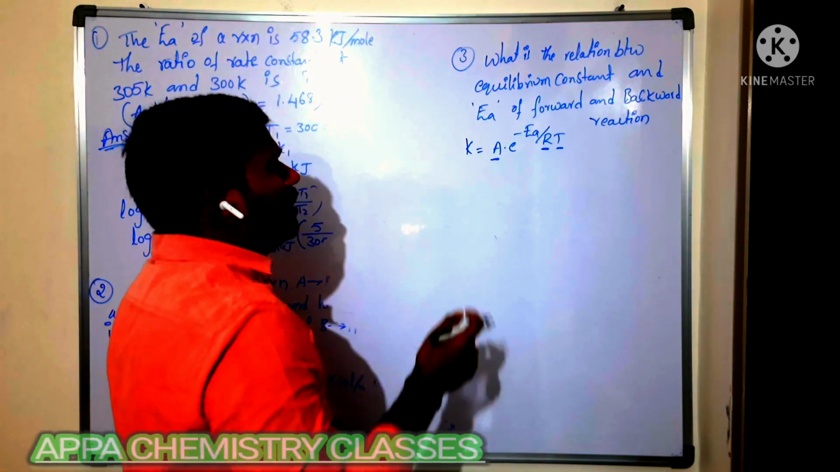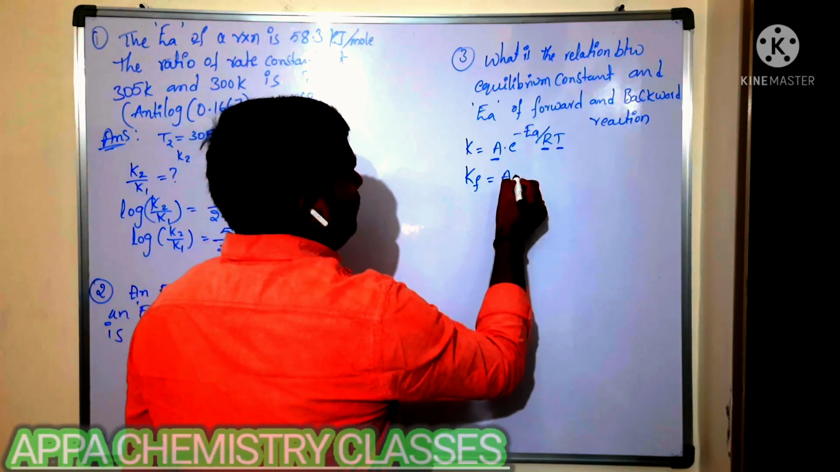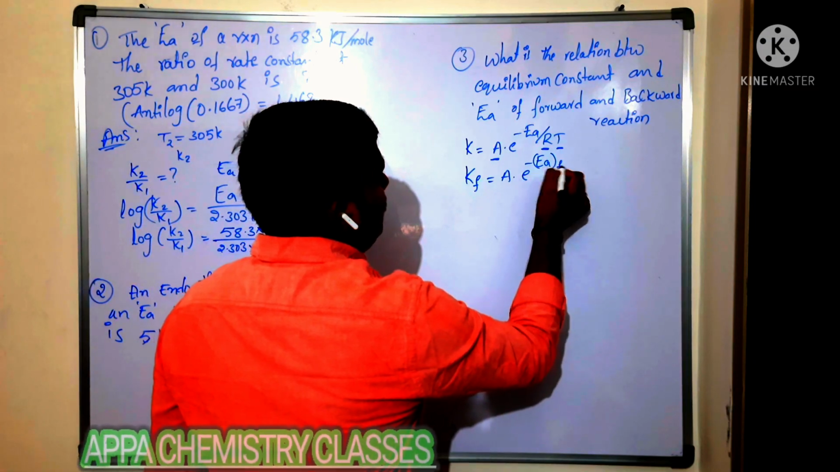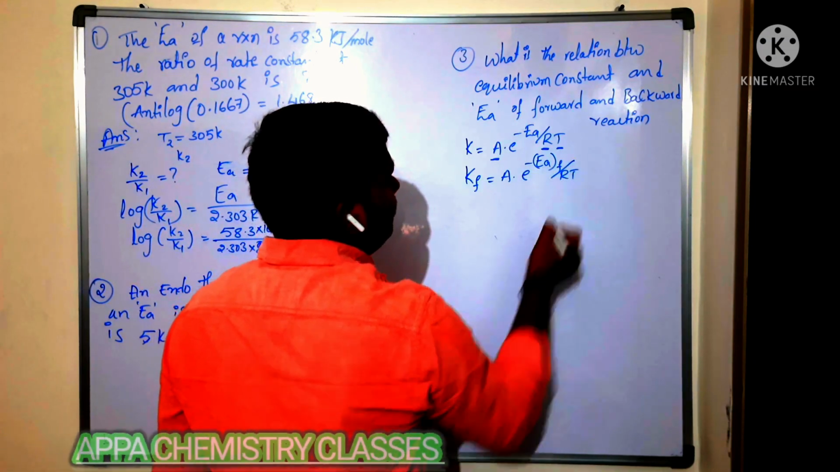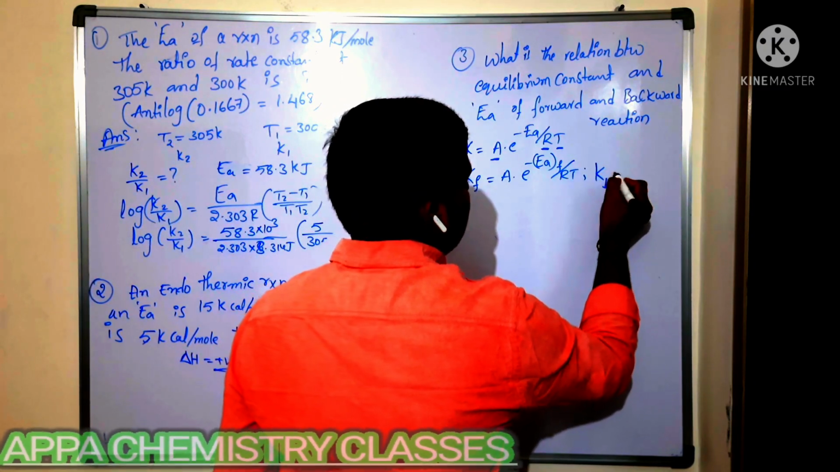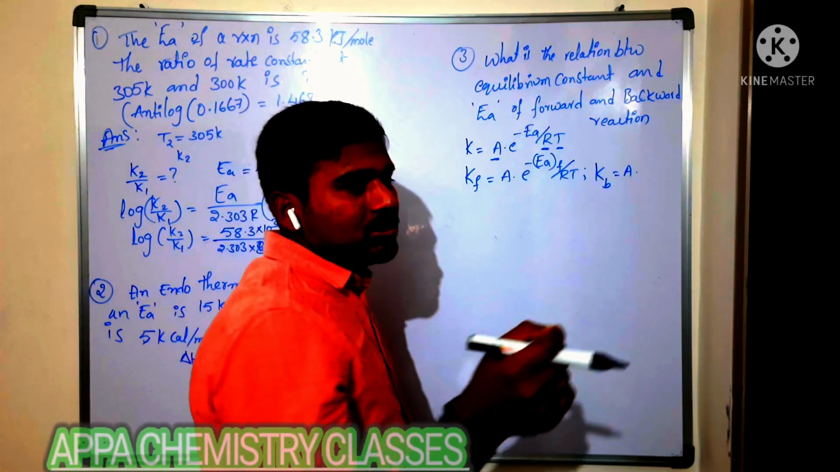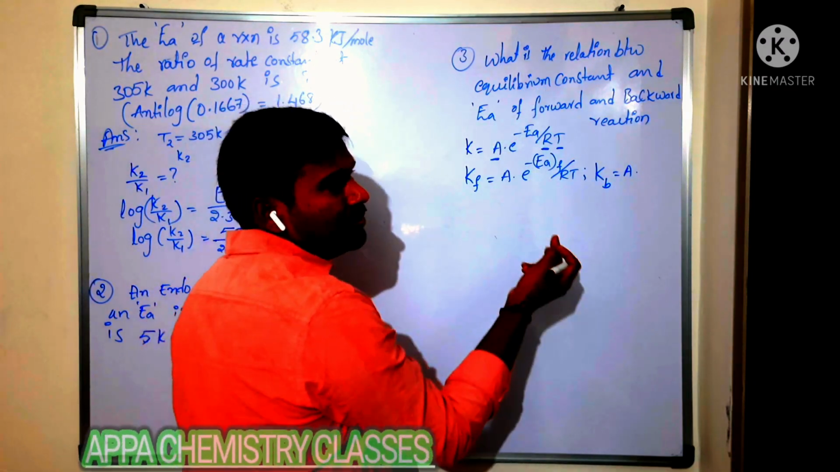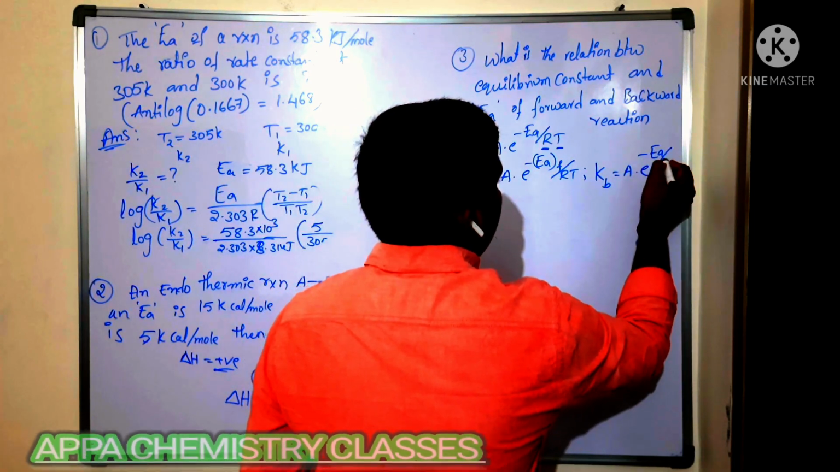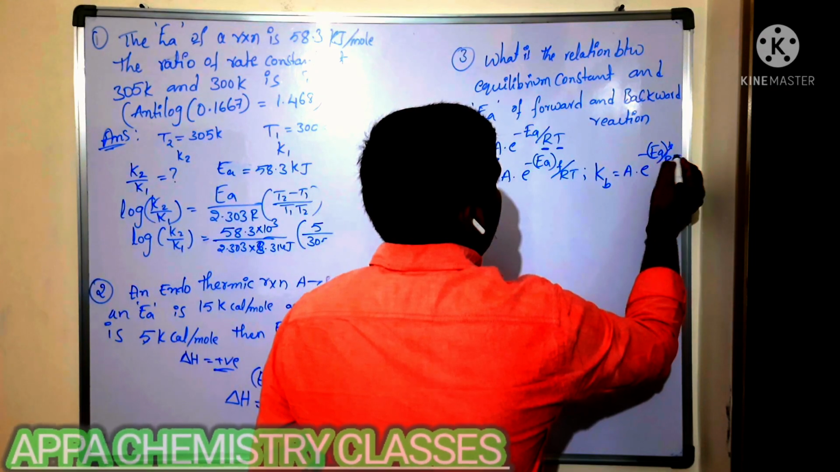Now, the rate constant in forward direction, Kf, is equal to A into e power minus EA forward direction by RT. Similarly, the rate constant in backward direction, Kb, will be A into e power minus EA backward direction by RT. What they are asking is the equilibrium constant; these are rate constants.